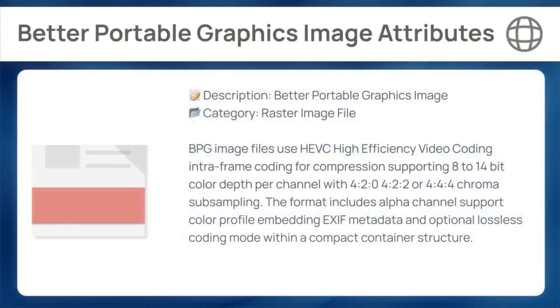BPG image files use HEVC, High Efficiency Video Coding, intra-frame coding for compression, supporting 8 to 14-bit color depth per channel with 4:2:0, 4:2:2, or 4:4:4 chroma subsampling. The format includes alpha channel support, color profile embedding, EXIF metadata, and an optional lossless coding mode within a compact container structure.